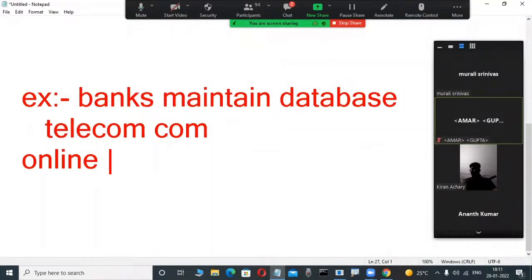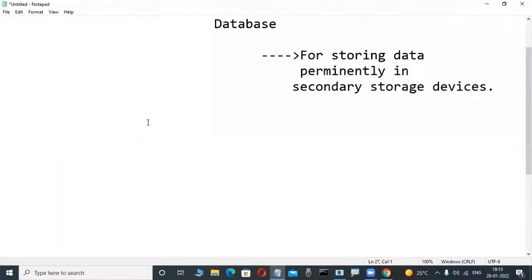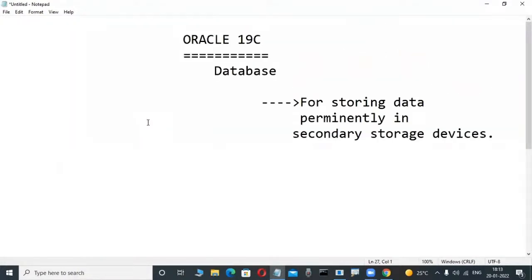Nowadays in a banking system, OTP validation is there. When we type a phone number, the OTP is automatically generated and sent. How? Through a database application. That's why so many different reservations, all these things. So many real-time applications worldwide maintain databases.